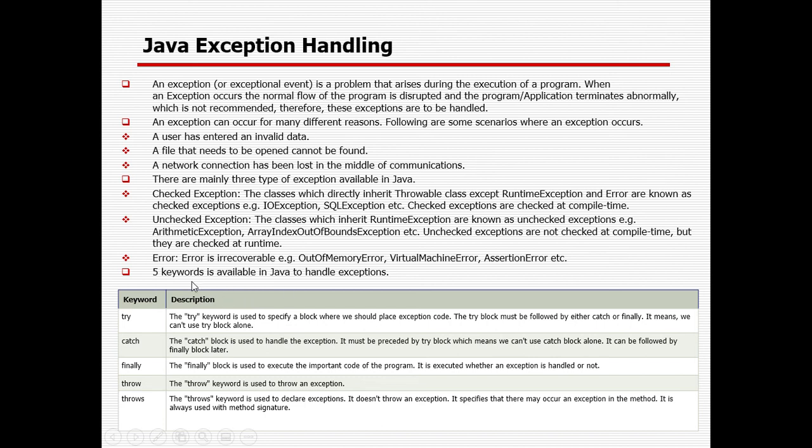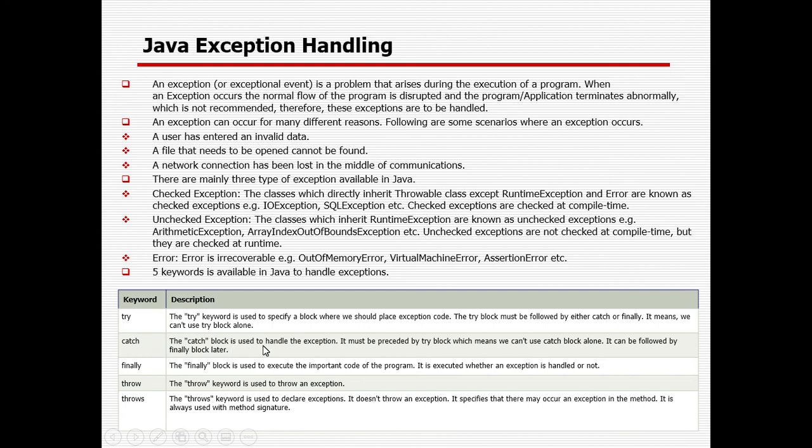Okay, these are the 5 keywords available in Java to handle exceptions: try, catch, finally, throw, and throws. So what is the objective of the try keyword? The try keyword is used to specify a block where we should place exception code. The try block must be followed by either catch or finally. It means we can't use a try block alone. Whenever we use a try block, we need to use a catch or finally.